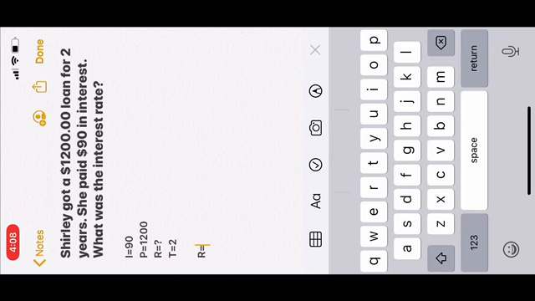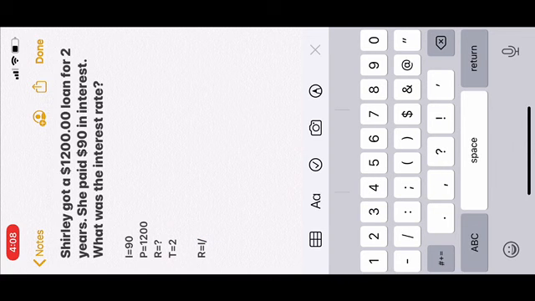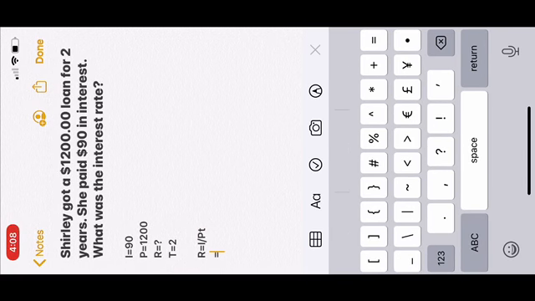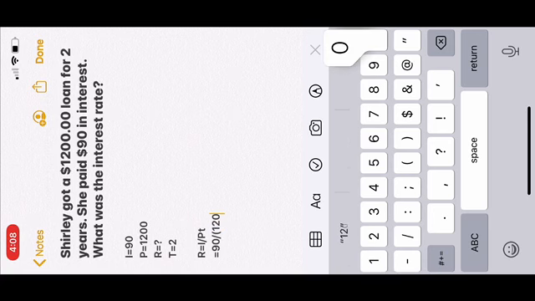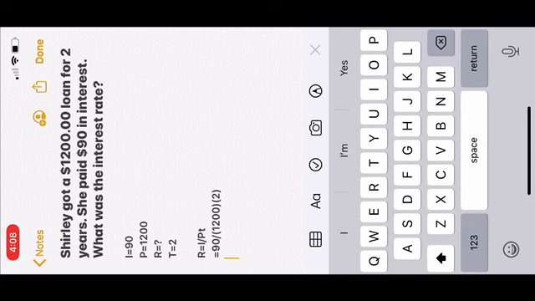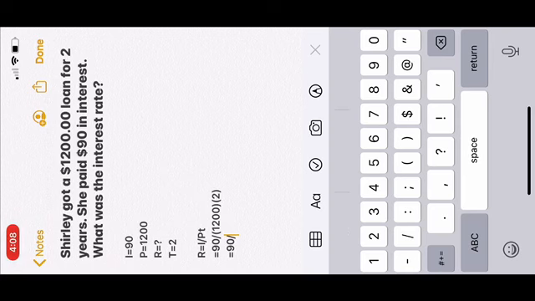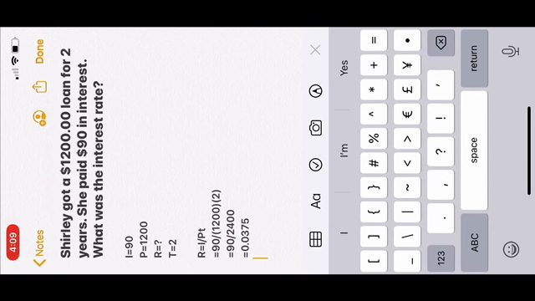So the formula is R equals I divided by PT, equals 90 divided by 1,200 times 2, equals 90 divided by 2,400, equals 0.0375, which is 3.7%.